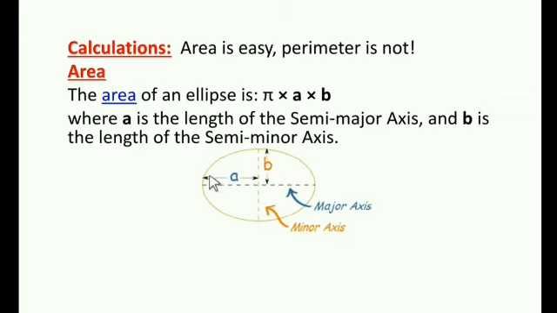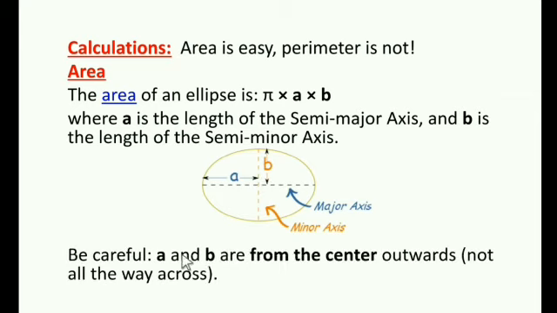Look at the diagram from the center. This represents a, which is the semi-major axis, and this represents b, which is the semi-minor axis. Now be careful, a and b are measured from the center outwards, not all the way across. You should remember that the value of a is measured from the center to the end point on the ellipse. It means that it will not cross the center. It is from the center. Similarly for b.